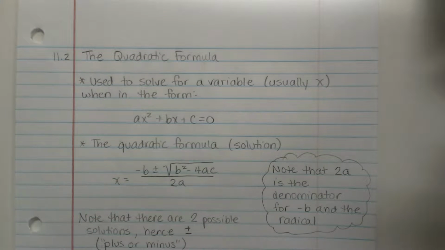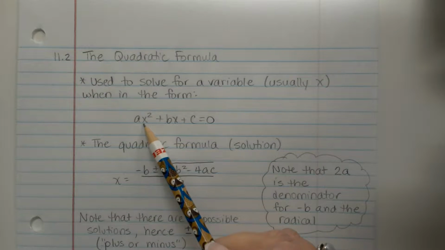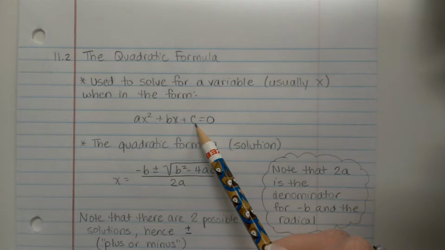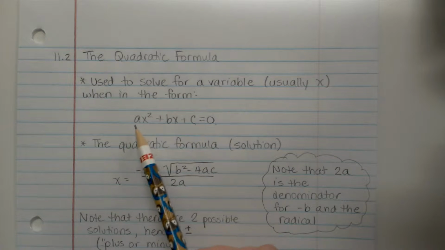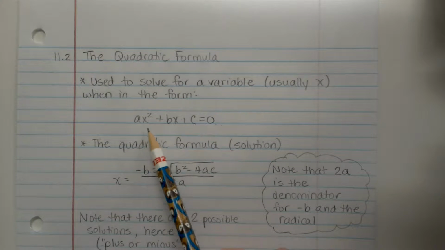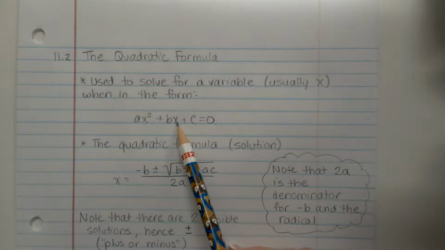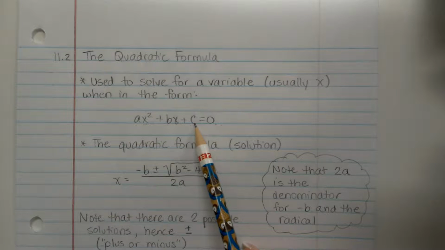Okay, the quadratic formula. Now the quadratic formula is used to solve for a variable, usually we call it x, but it could be any letter you want, when you are given an equation in this form. So you have the variable squared, you got a variable term, and you got a constant term, and they're all equal to 0. So if you're given something in this format, whether this is x or y or t or whatever, it doesn't matter, then you can solve for that one variable where a, b, and c are just numbers.